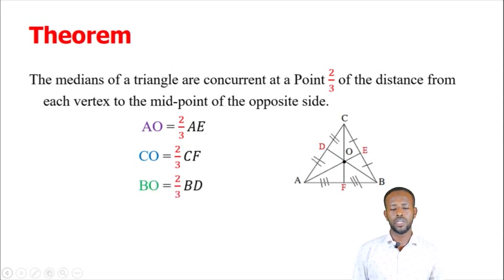BO is equal to 2/3 of BD. That means they are equal in these places. 2/3 of this, 2/3 of this, 2/3 of this.